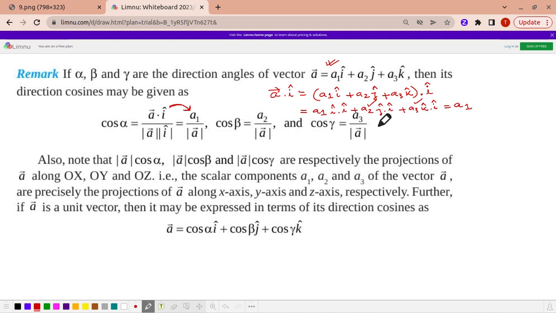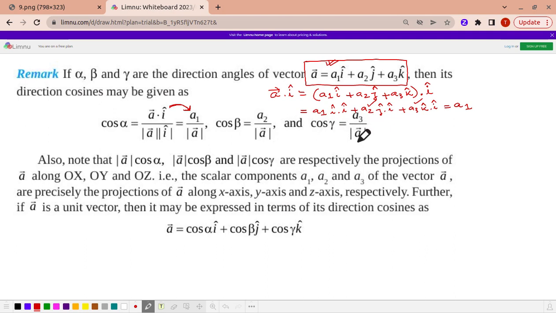So dear students, if we know a vector representing a component form like the one you see, that vector A is represented as A1 i cap plus A2 j cap plus A3 k cap. This is the component representation of the vector A, and if alpha, beta, gamma are the direction angles of that vector, then we can derive the direction cosines as cos alpha equal to A1 by mod A, cos beta equal to A2 by mod A, cos gamma equal to A3 by mod A.